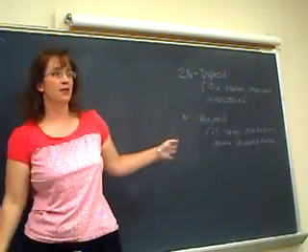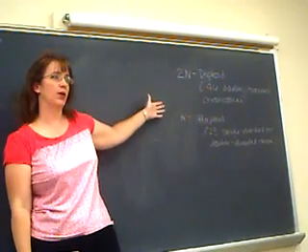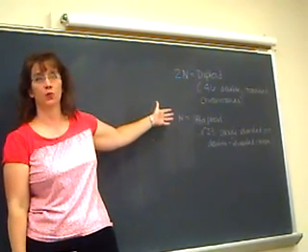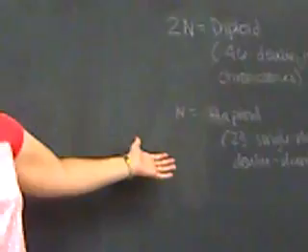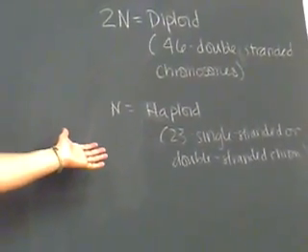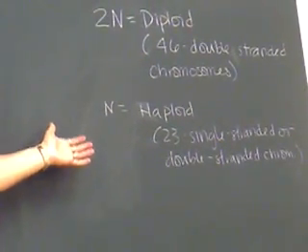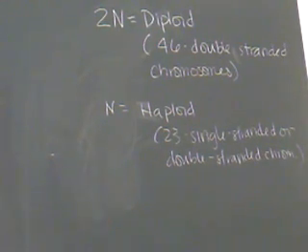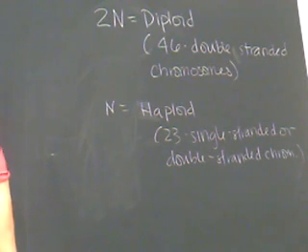Keep us our running guide over here. When we talk about diploid, we typically mean 46 chromosomes. When we talk about haploid, we use the letter N to represent haploid. That means just simply 23 chromosomes, but as we find out today, that can be either double-stranded or single-stranded.